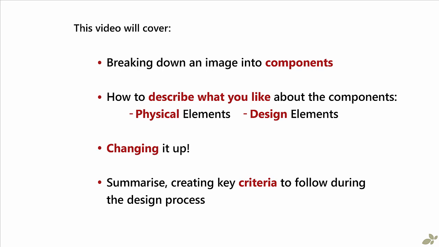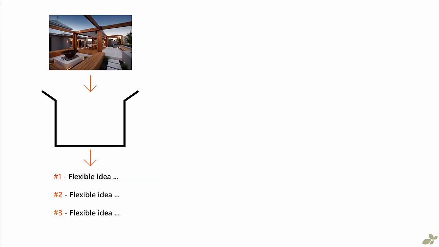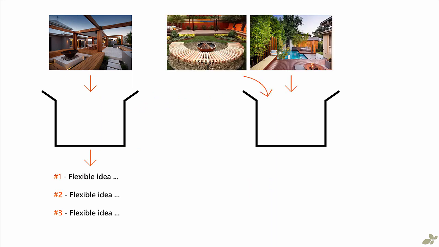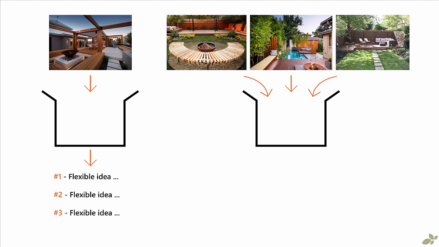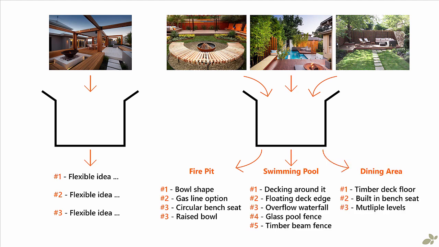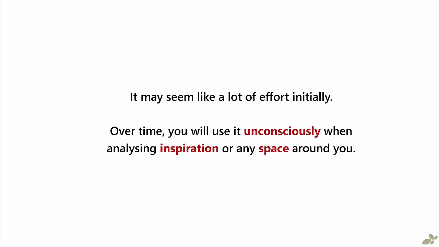I call this process unpacking an image. You put any image through this process and generate a list of flexible ideas or criteria. The aim is to use it over and over and over again with different images. Over time, you will refine a list of criteria for any features, activities, or areas you want to include in your backyard. Some images may give you one idea, others will give you many. It may seem like a lot of effort initially, but over time, you use it unconsciously when analysing inspiration or any space around you. Pretty soon, you may not need to go through all the steps, and can pick and choose things very quickly to add to your list of criteria for the different activities, features, or areas of your garden. So let's get into it.